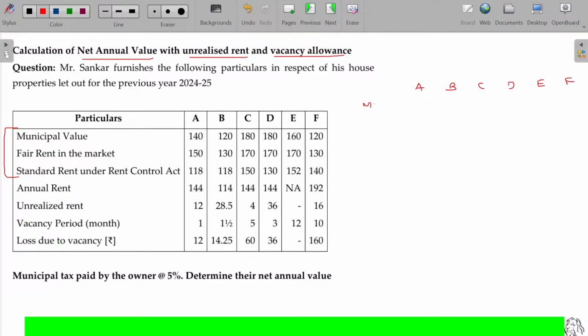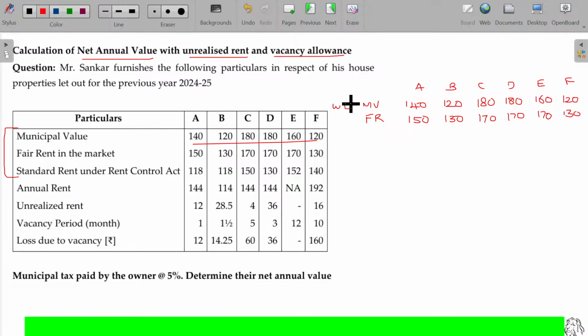Municipal value being 140, 120, 180. You can join with me to solve this. Come on. If you have already listened to this lecture, you can solve along with me. Okay. Then fair rent 150, 130, 170, 170, 170, and 130.